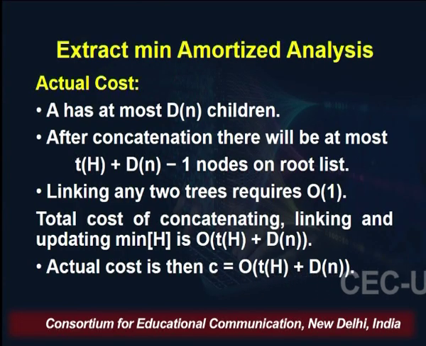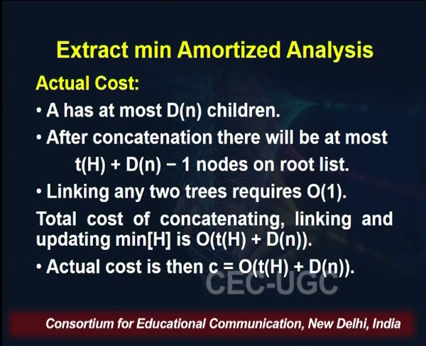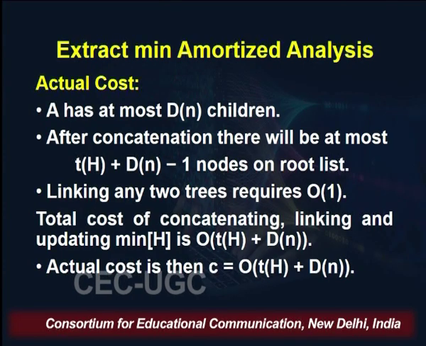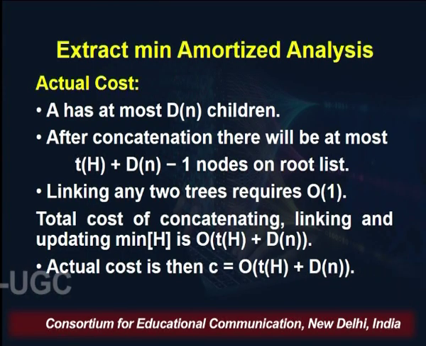Linking or uniting any two trees requires an order 1 operation. So, the total cost covers concatenation, linking and updating the min of H. These are the three procedures we saw in our previous lecture as part of extract min, in which we need to unite the two trees of similar degree, link them in the array, and finally update the min of H. The total cost of this concatenation, linking and updating is order of T of H plus D of n, and the actual cost is also order of T of H plus D of n. This actual cost is denoted by C.